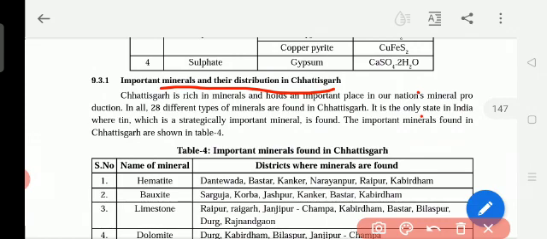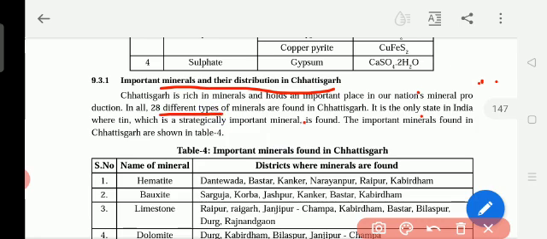Once again I will say the definition of the ore. Ore means a naturally occurring solid material from which a metal or mineral can be extracted profitably. Ore is present in the form of a rock. From this rock only the metal is separated, and minerals are also separated from the ore. So here, it is found in Chhattisgarh.